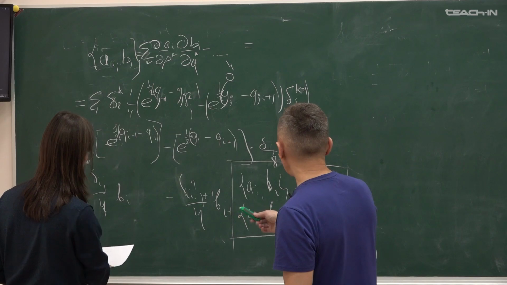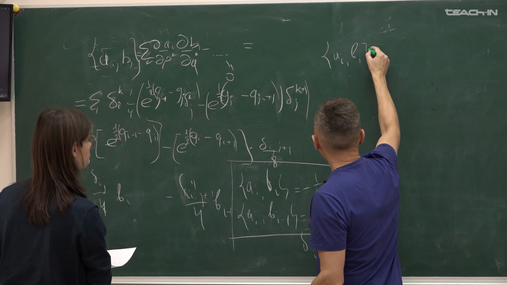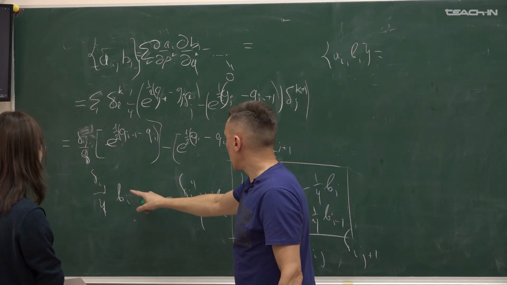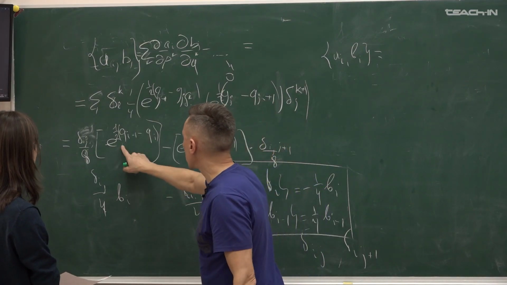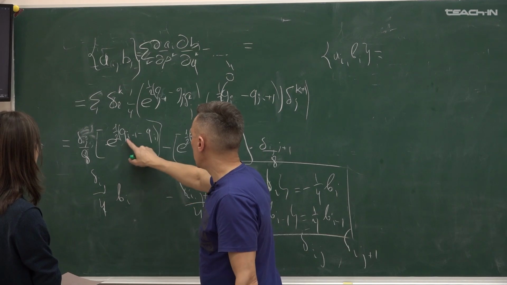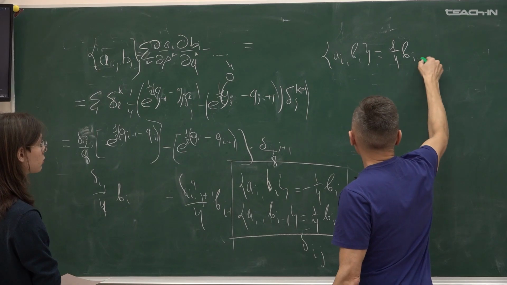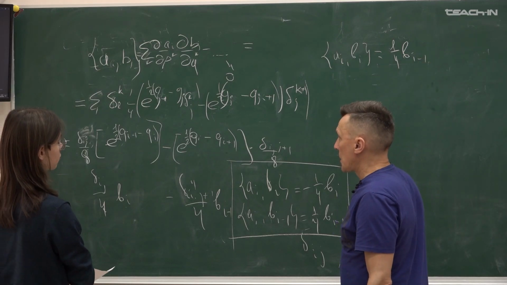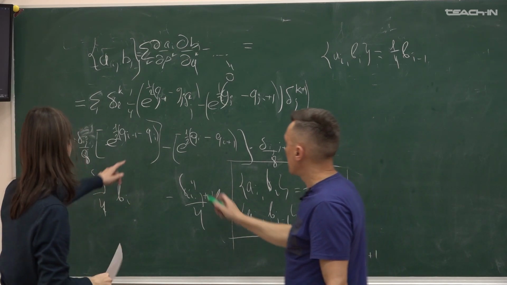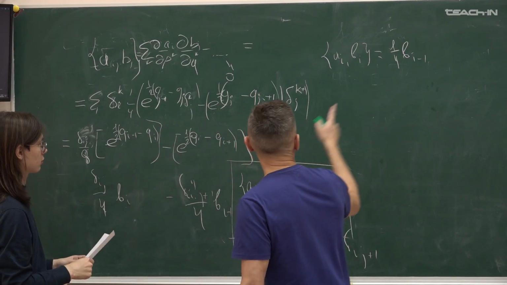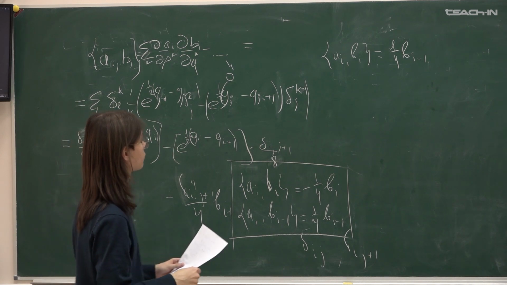So in your case, A I B I is equal to this one. No, it's my case, but in your case, it is bi minus 1, 1 over 4 bi minus 1. Yes, it's bi minus 1. Let us verify. Let us just calculate such Poisson brackets.